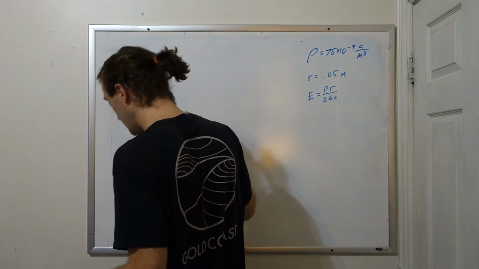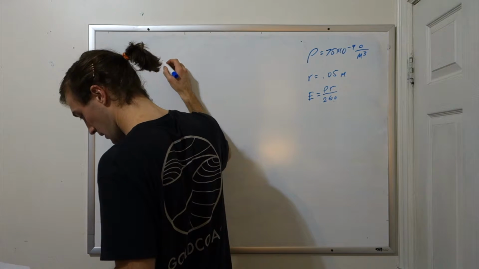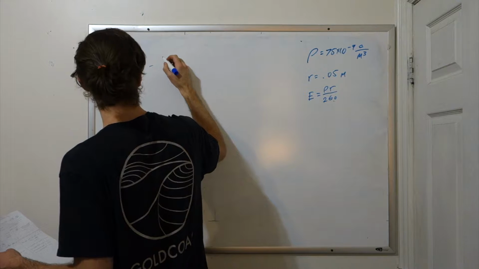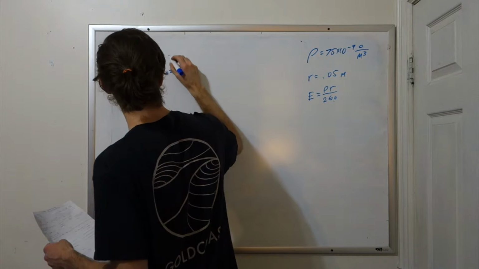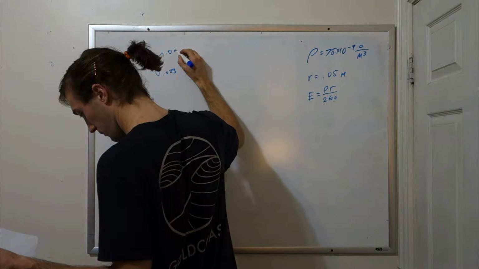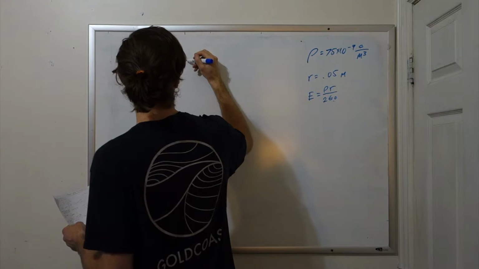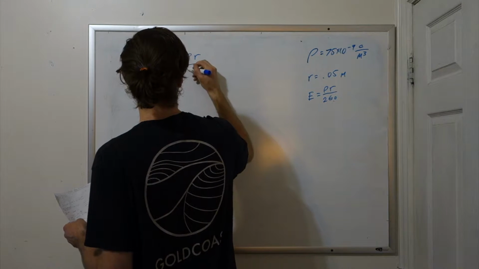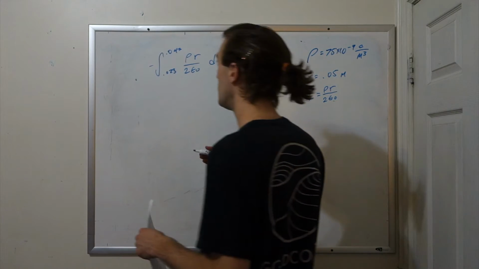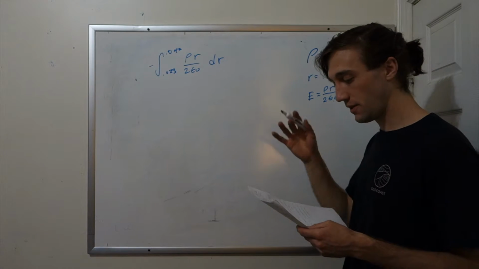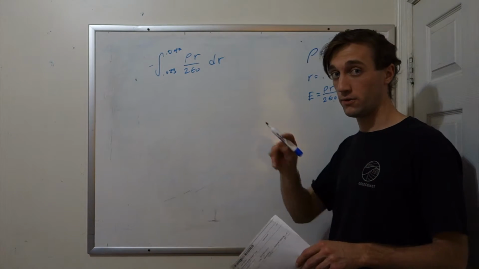I had negative integral from 0.023 to 0.042 of rho over 2 epsilon naught dr. Okay, so that was my original equation. This is correct when you solve for r.